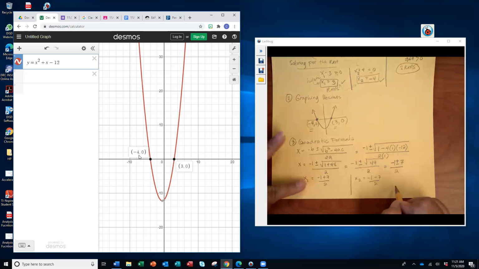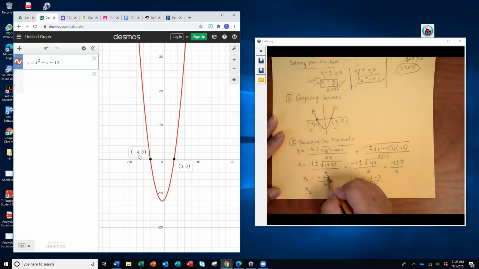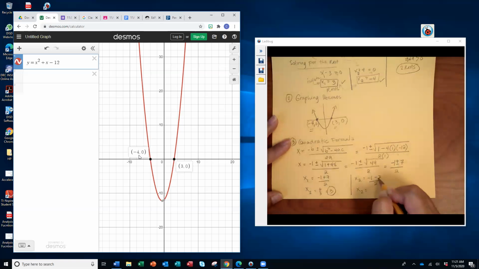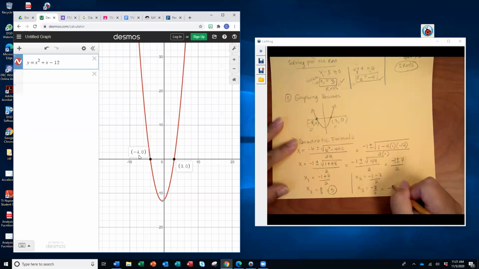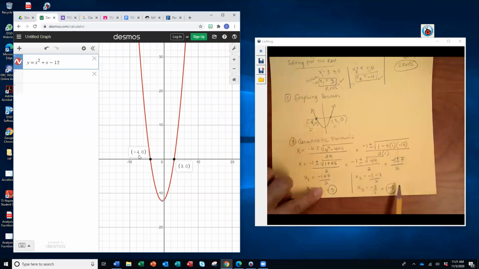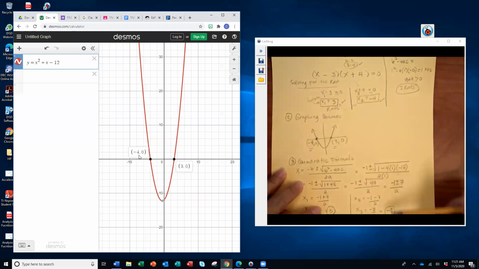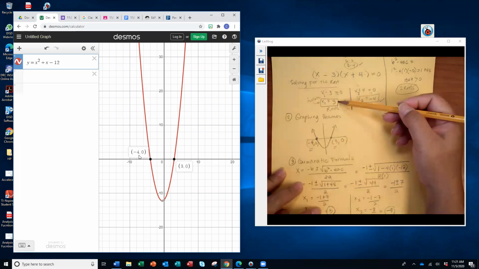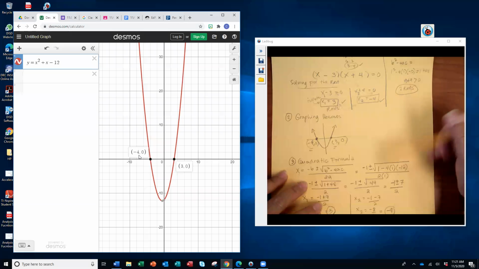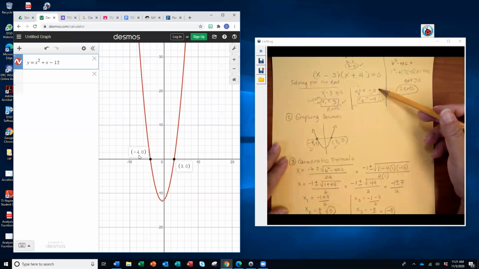You separate them, then you solve. Negative 1 plus 7 is 6, divided by 2 is 3. For this one, negative 1 and negative 7 gives me negative 8 over 2. It gives me negative 4. Aren't they the same? They're actually the same as what you got from the factoring, 3 and negative 4. They are the same, but there are two ways.